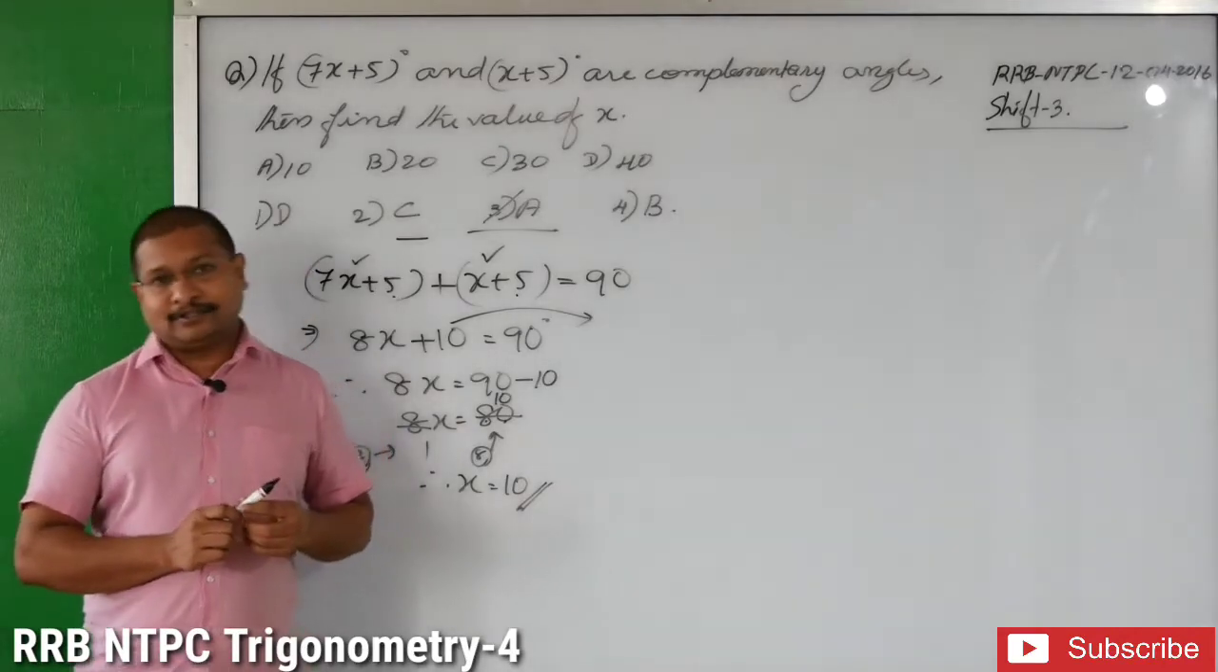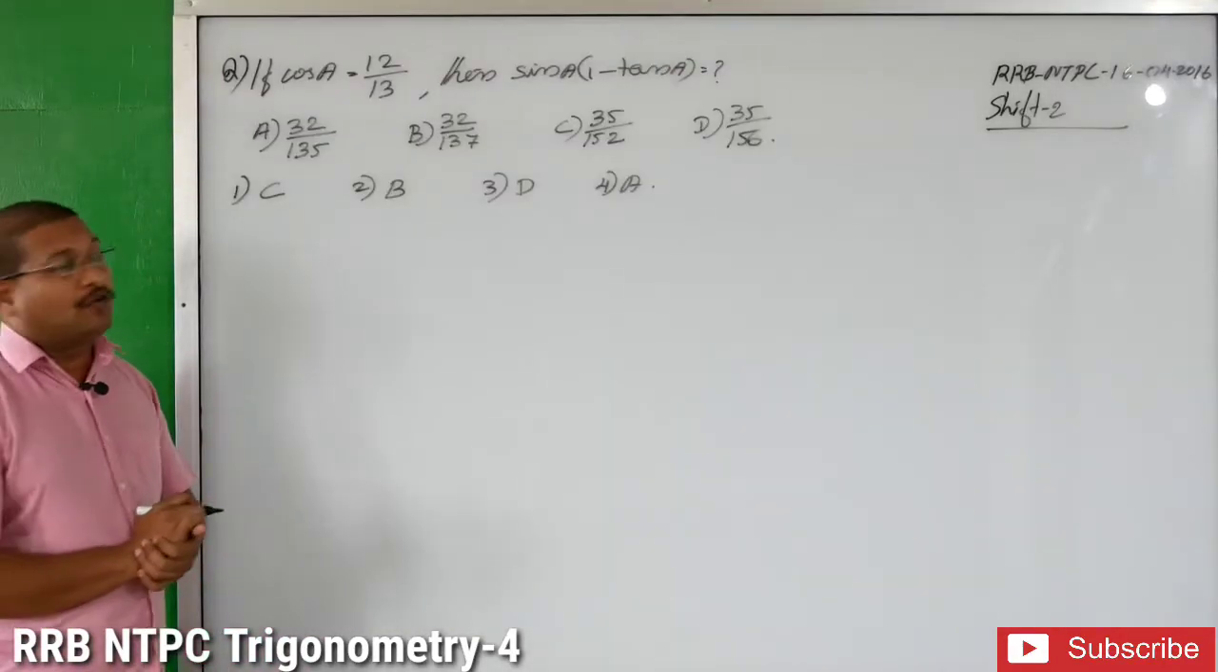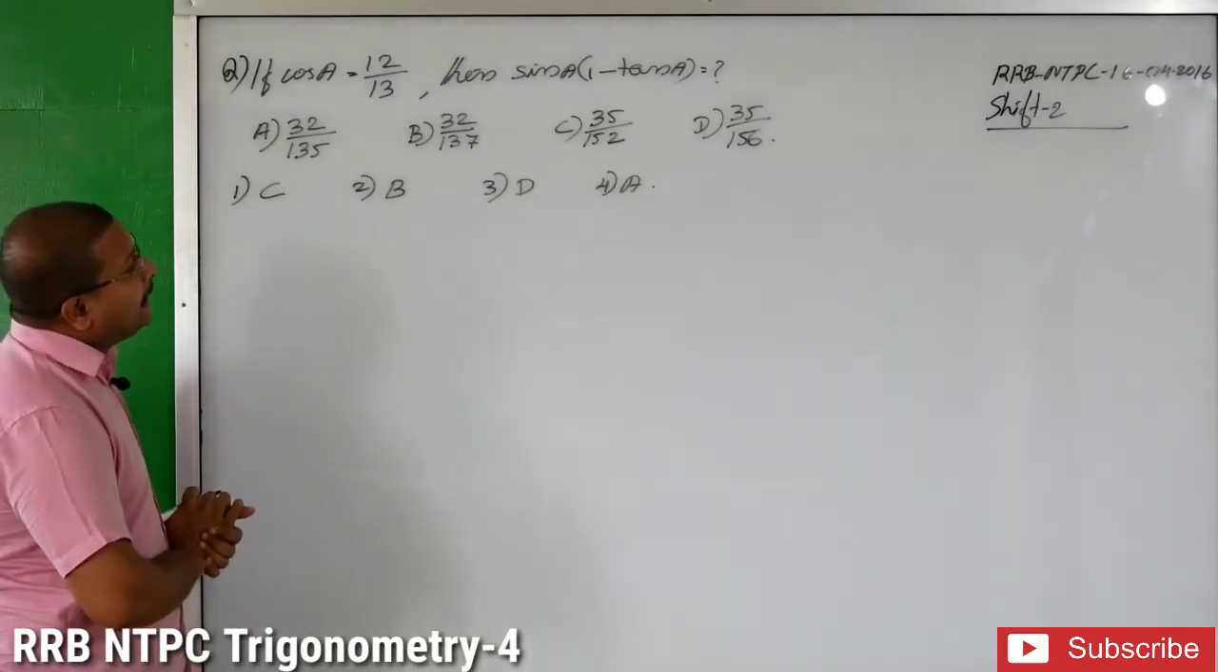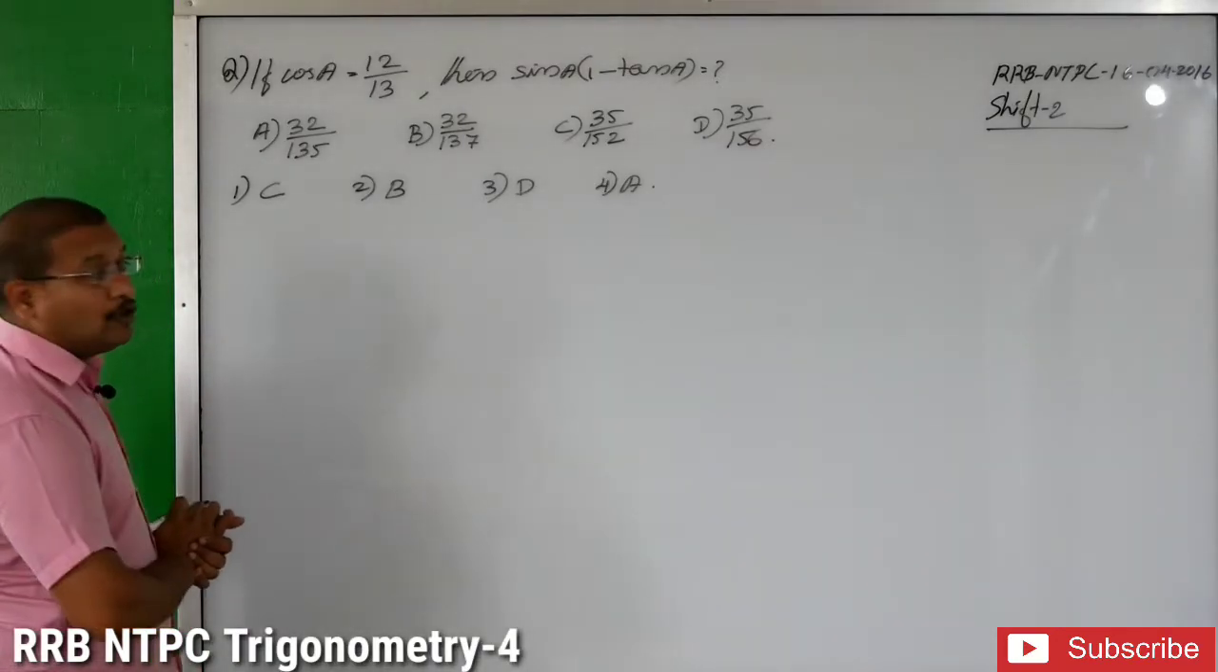Let's go to the next question. I'll read the question once. If cos A equals 12 by 13, then sin A into 1 minus tan A equals question mark.